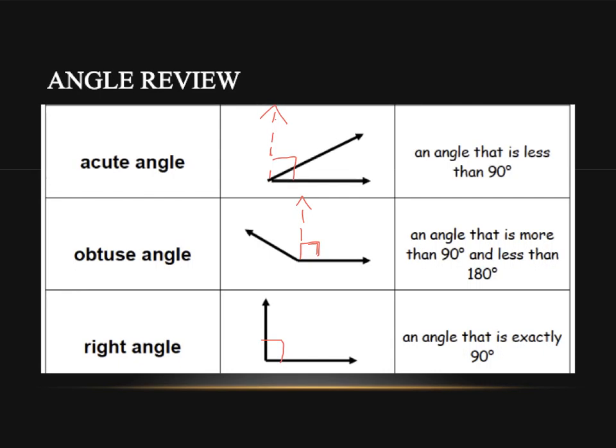Alright, so we have our 3 types of angles here. We're just going to do a quick review. These 3 types of angles, we have acute angles, obtuse angles, and right angles. Remember, a right angle is one that is exactly 90 degrees. An obtuse angle is something that is larger than 90 degrees, but it's less than 180. So it is not a straight line, and it's not a right angle. It's in between that. And an acute angle is something that's smaller than 90 degrees.